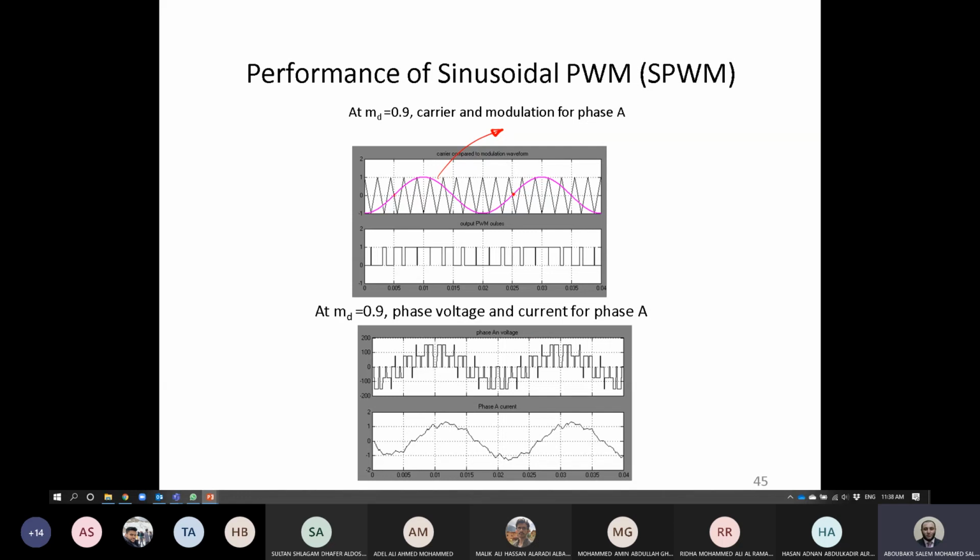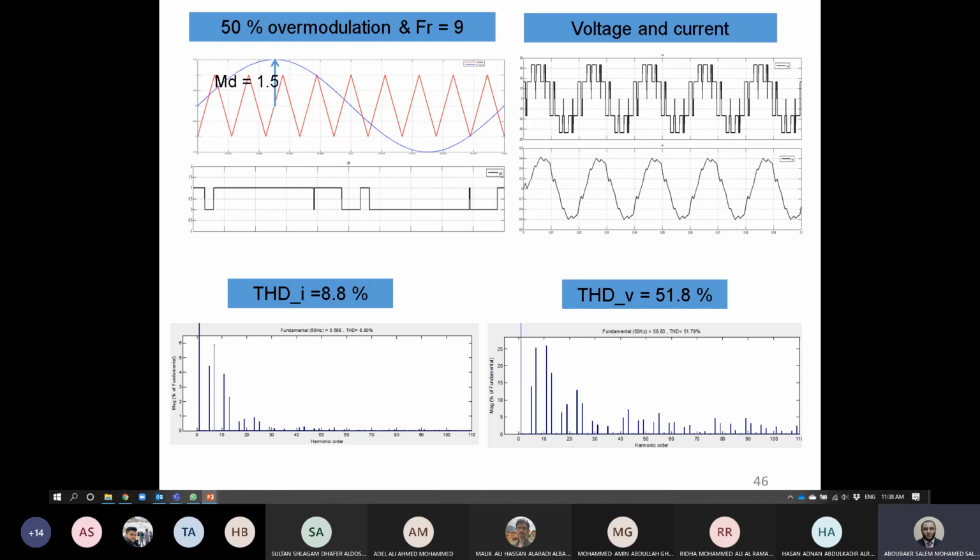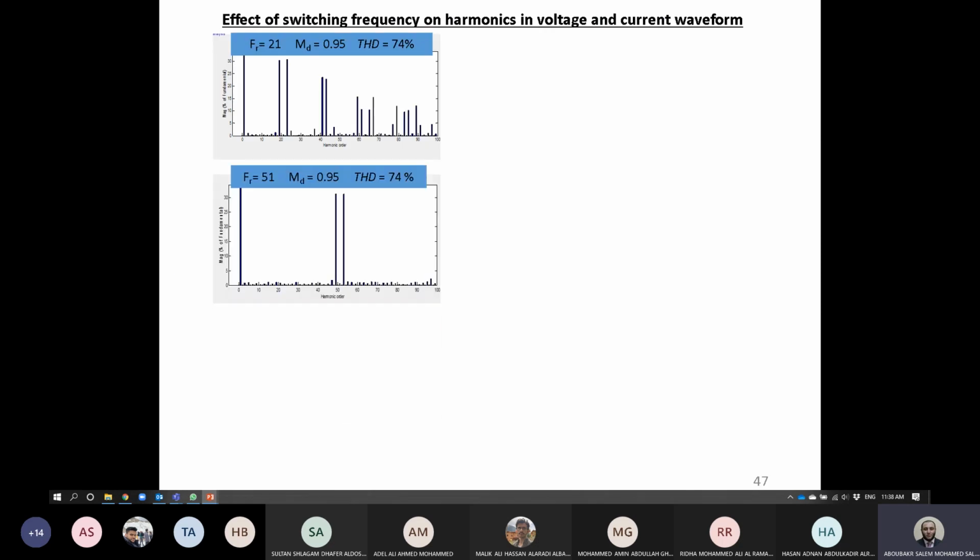This is pulse modulation as we discussed in single phase. It has the same idea, Shabab. So here we have, for instance, an example for over modulation. Neglect this slide, Shabab. We may return to it later. This is for over modulation, but for now let's focus on under modulation performance.